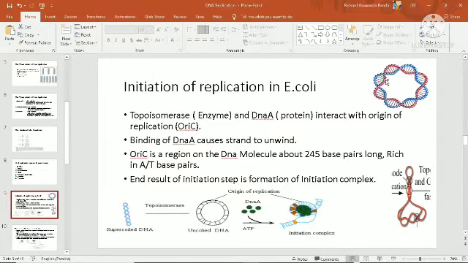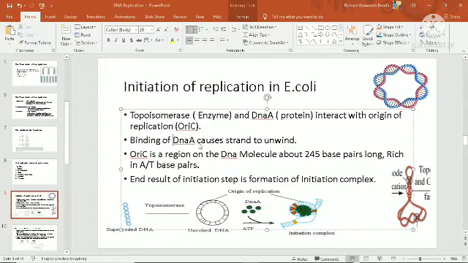So how do these strands replicate? To begin with, it will start from a region in the sequence of the base pairs. You have a region which will be rich in A and T bases, adenine and thymine. So at this point, you have a molecule, you have a protein, DnaA.